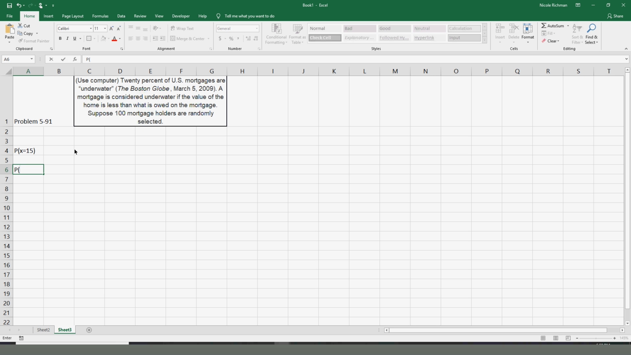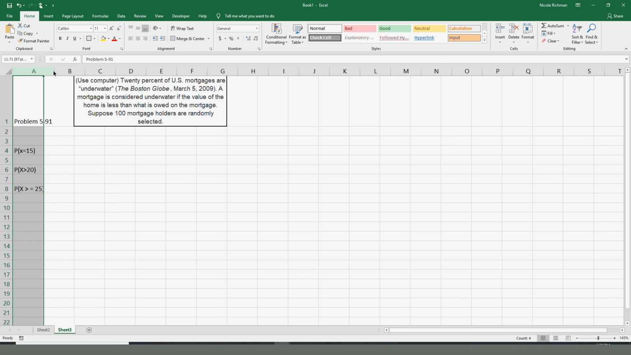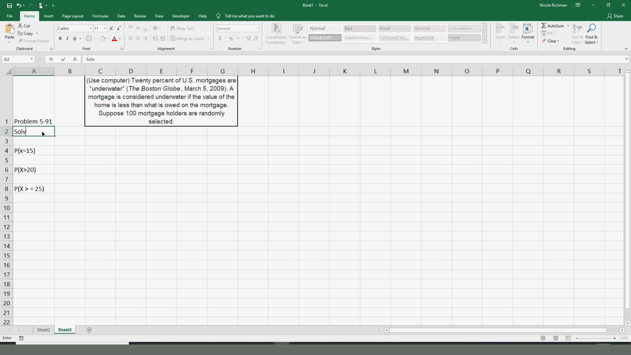What's the probability that the number of homes underwater will be greater than 20? And what's the probability that the number of those homes will be greater than or equal to 25? And this one uses solving probability with binomial distribution.